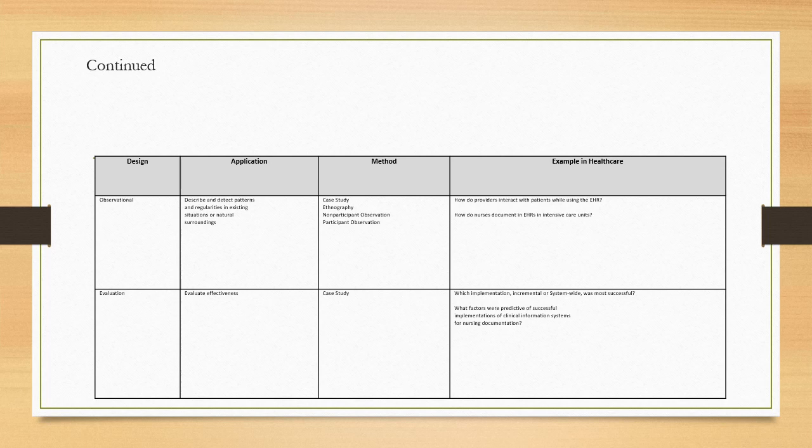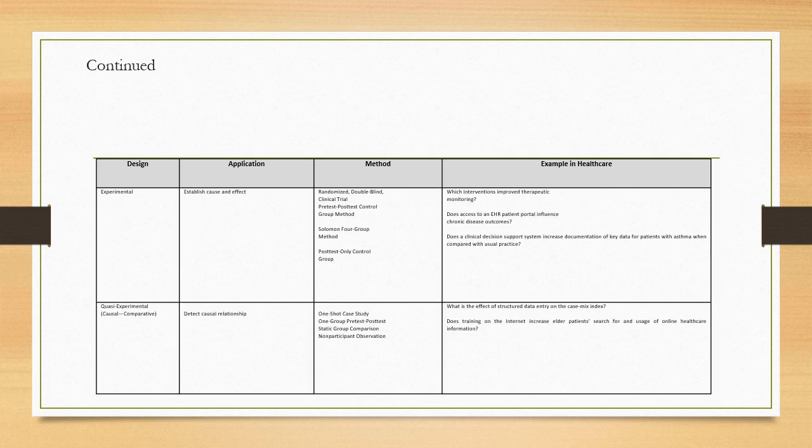And there's an evaluation study in order to evaluate effectiveness by using a case study method. An example of that is which implementation, incremental or system-wide, was most successful. What factors are predictive of successful implementations of clinical information systems for nursing documentation?